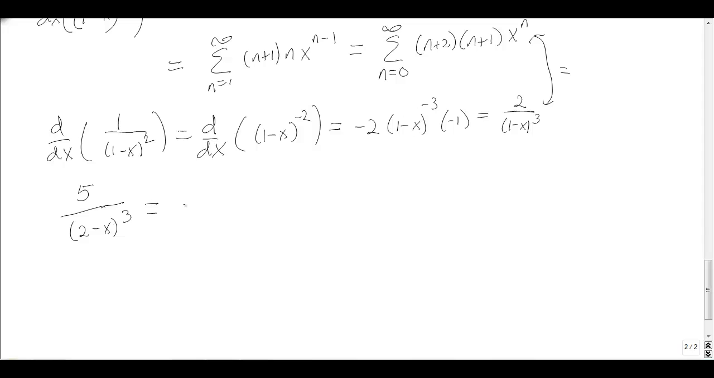So what I'm going to do is I'm going to have 5 over, I can write this as 2 times 1 minus x over 2, and that whole thing cubed. Here, I can factor a 2 out of the 2 minus x. And then what I get is 2 to the third is 8. So I'm going to pull out the 5 over 8, and that's times 1 over 1 minus x over 2 cubed. But actually in my series formula, I want a 2 on top.